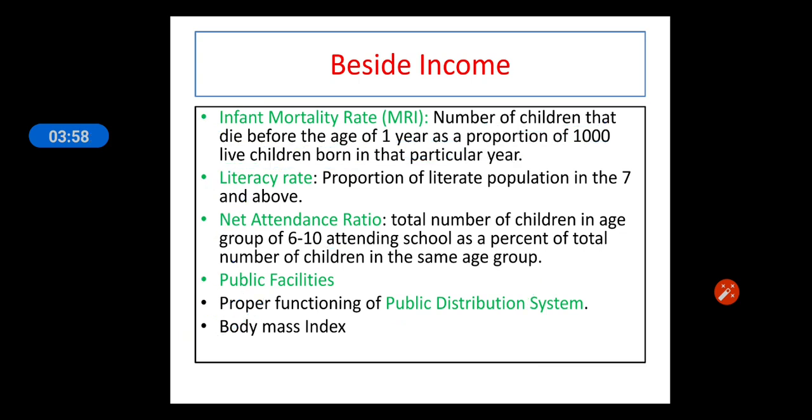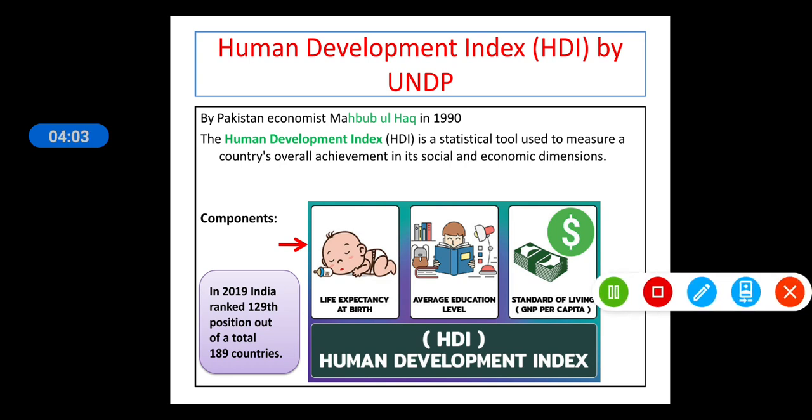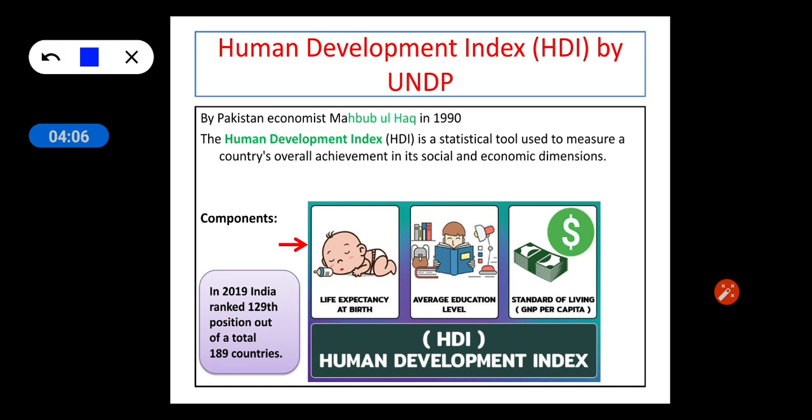All right. Now let us see the Human Development Index, or HDI. HDI has been given by UNDP, the United Nations Development Programme. It was initially recommended by Pakistani economist Mahbub ul Haq in the year 1990. It focuses on three parameters, okay? Life expectancy, education, and standard of living or per capita income.